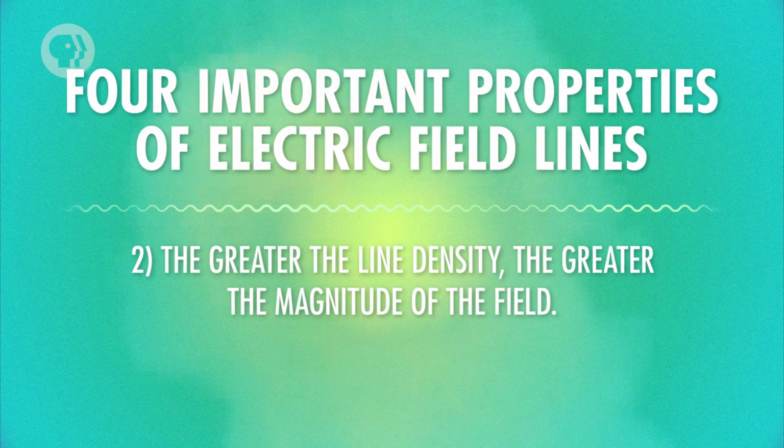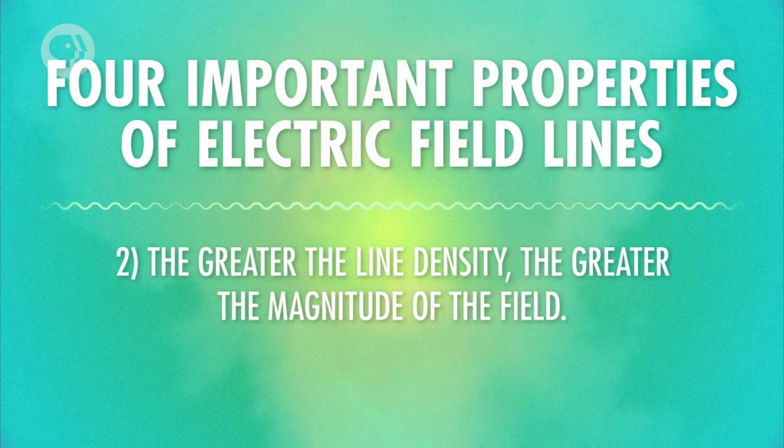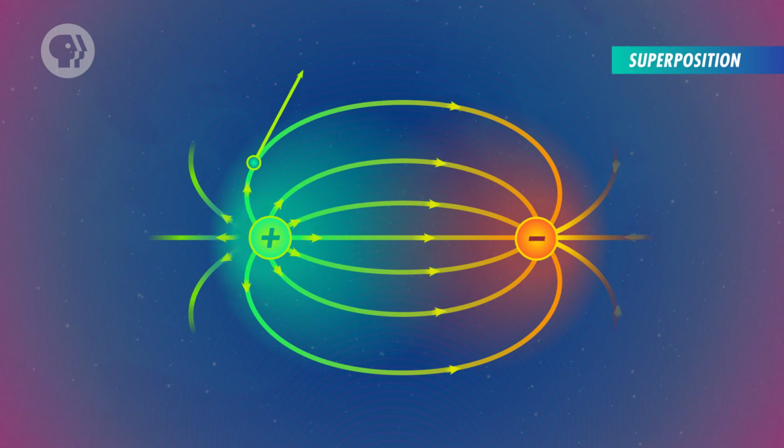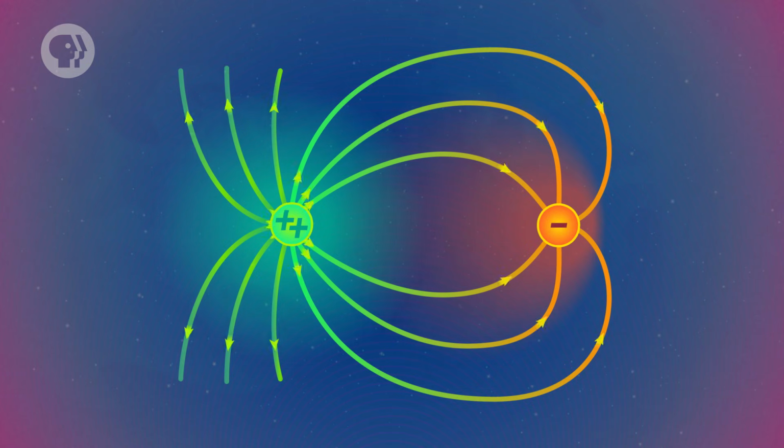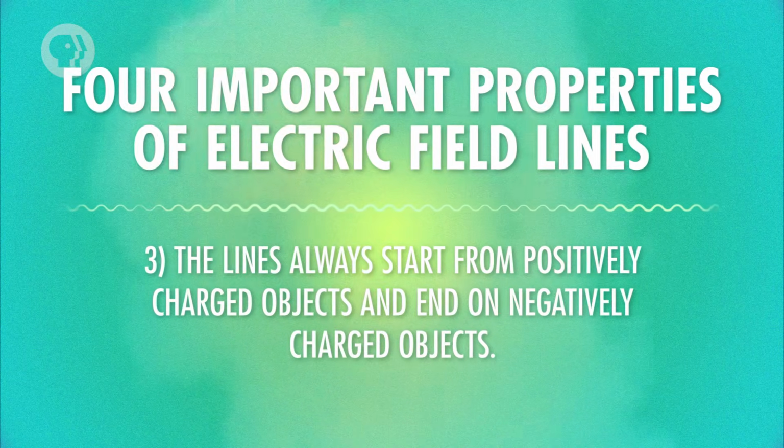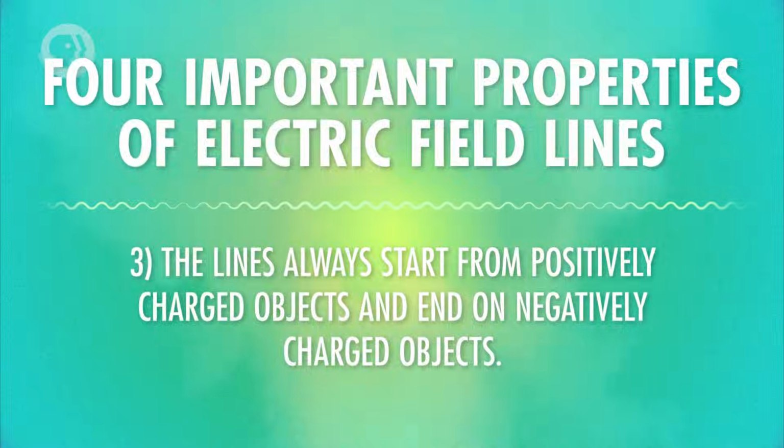Next, the greater the line density, the greater the magnitude of the field. As a test charge moves closer to one of the fixed charges, the forces on it will be larger, thus the greater number of lines in that area. All of this together means that the number of lines leaving a charged object is proportional to the magnitude of its charge. If the magnitude of the positive charge in our electric dipole is doubled, then twice as many lines leave the positive point charge. The third property of electric field lines is that the lines always start from positively charged objects and end on negatively charged objects.